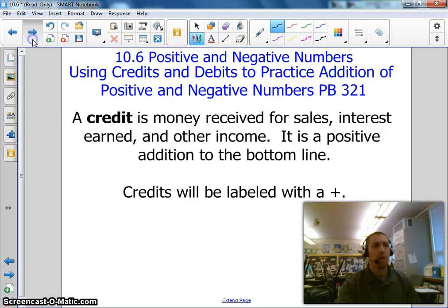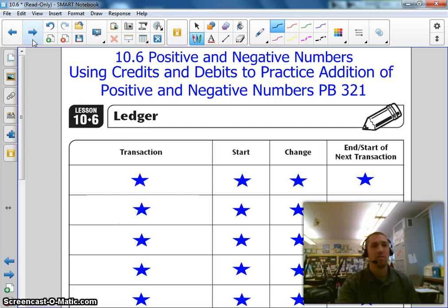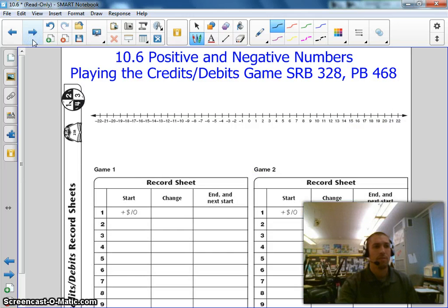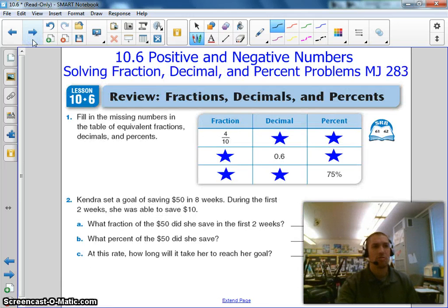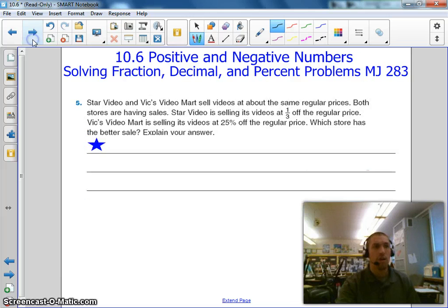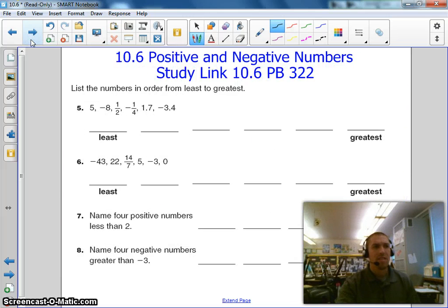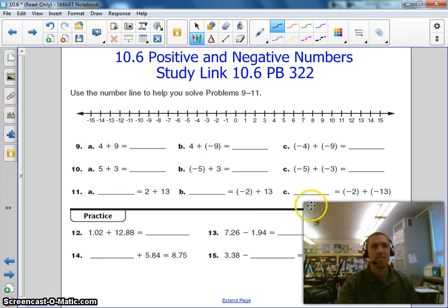So in the lesson tomorrow, we're going to go over credits and debits, and we're going to look at transactions. We're going to play a game in regards to that and do different problems. We're going to do a review of all of these, and then your homework is going to look like these, putting numbers in order from least to greatest. If you want to pause and try these, that might be a good challenge for you.